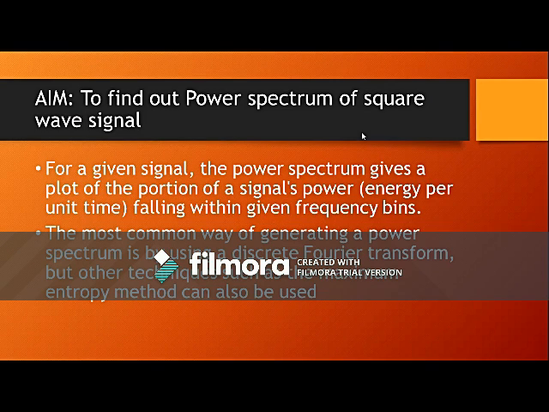Here is to find out the power spectrum of a square wave signal. For a given signal, the power spectrum gives a plot of the portion of a signal's power falling within given frequency bands. The most common way of generating a power spectrum is by using a discrete Fourier transform, but other techniques such as the maximum entropy method can also be used.